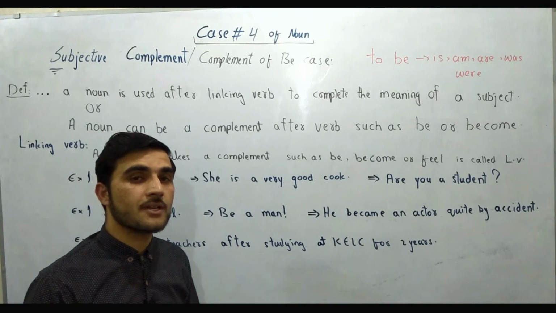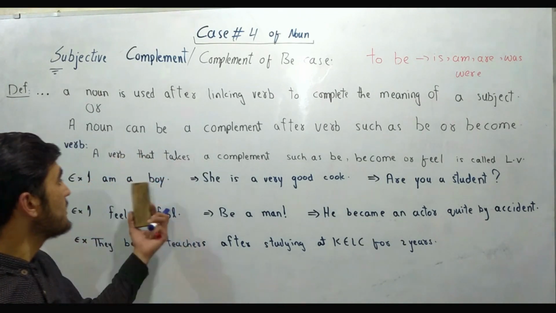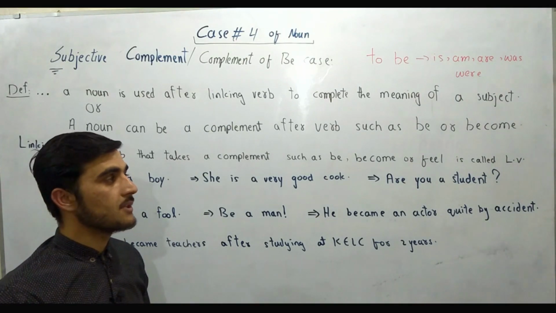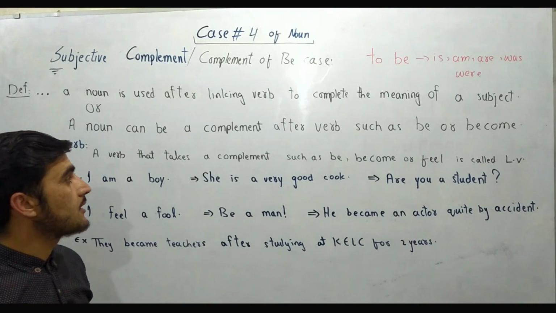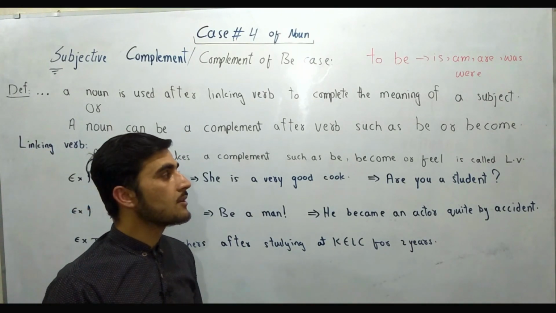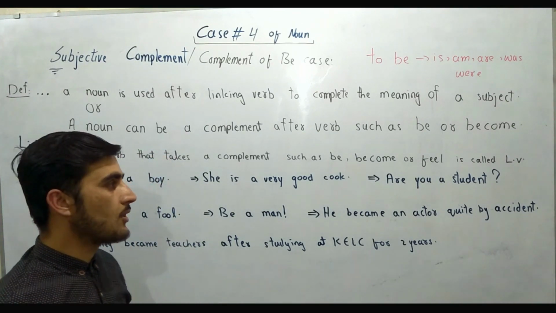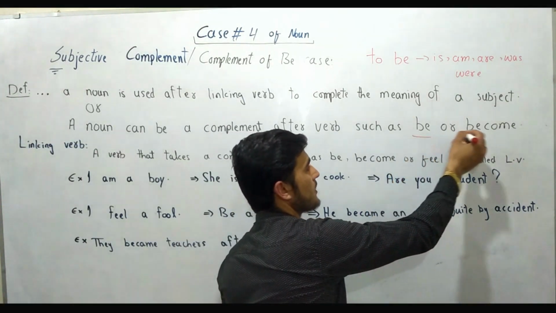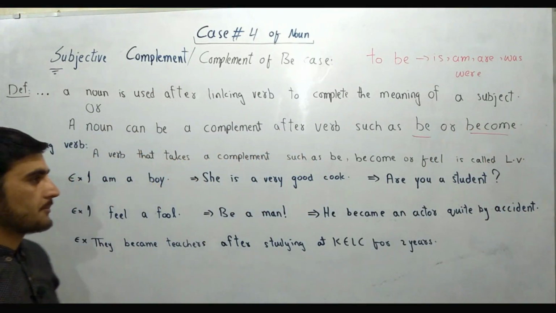Now the question is raised: what's the meaning of linking verb? I've given a definition for linking verb as well, but before we go there, I've given another definition here, that a noun can be a complement after verbs such as be or become. So it means that noun can be a complement of such verbs. They both are called linking verbs.